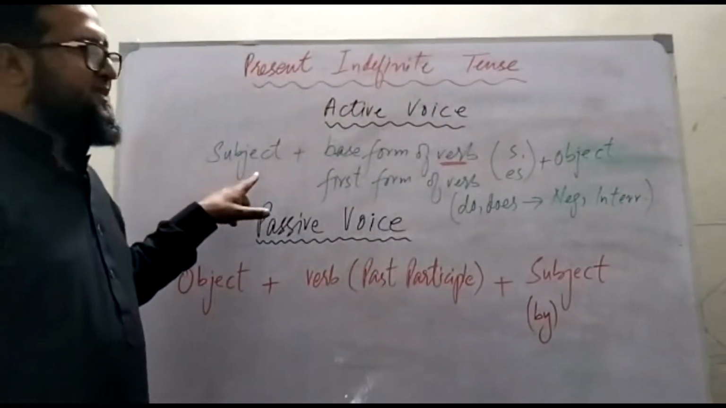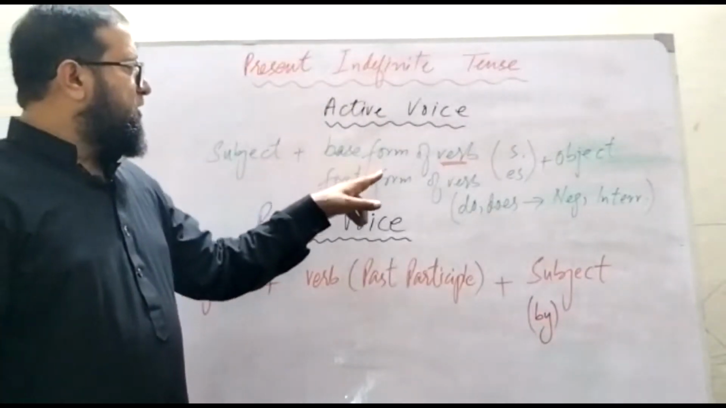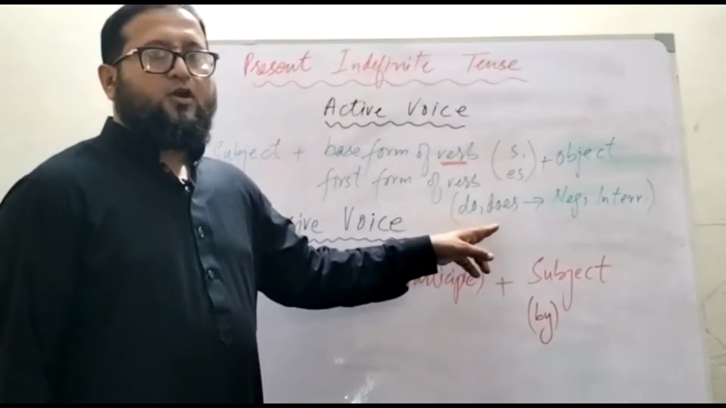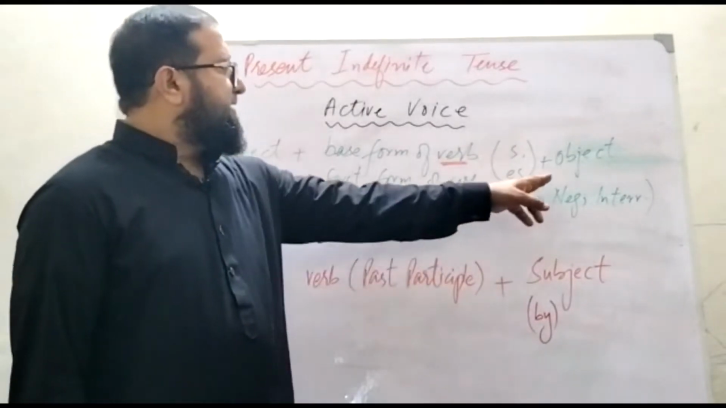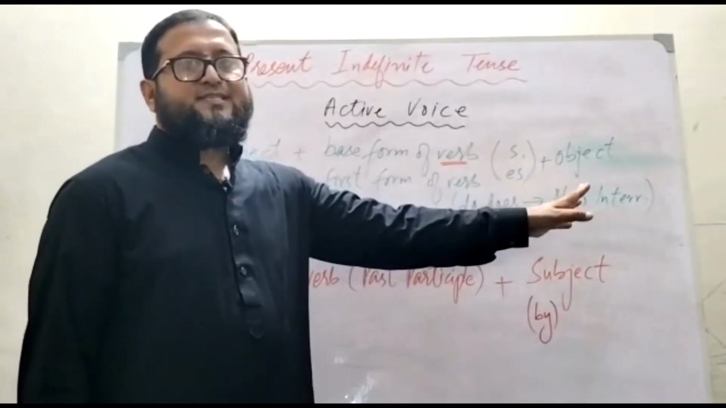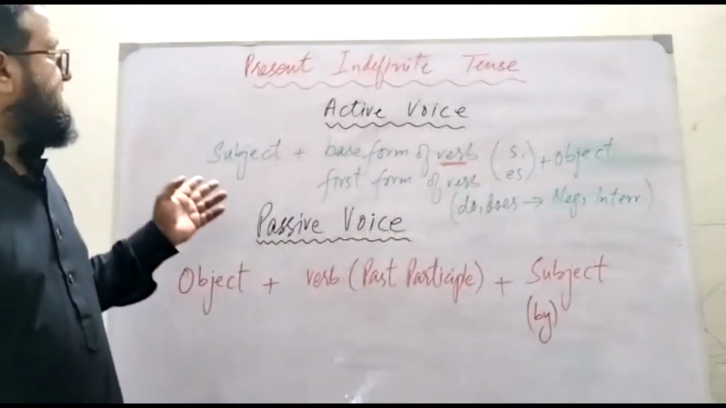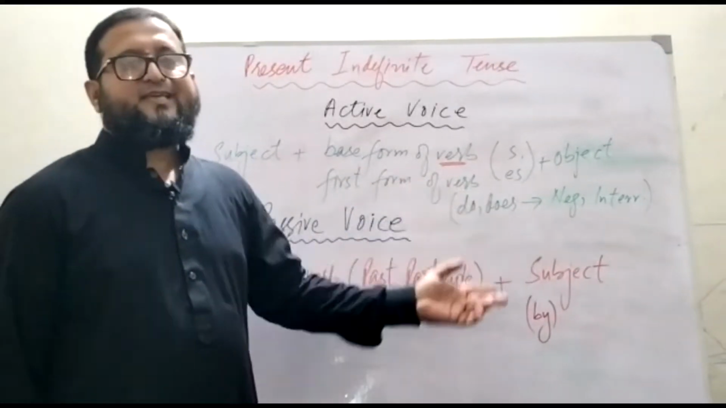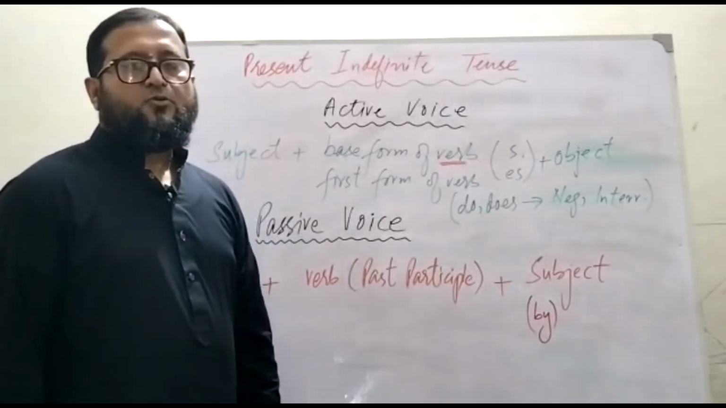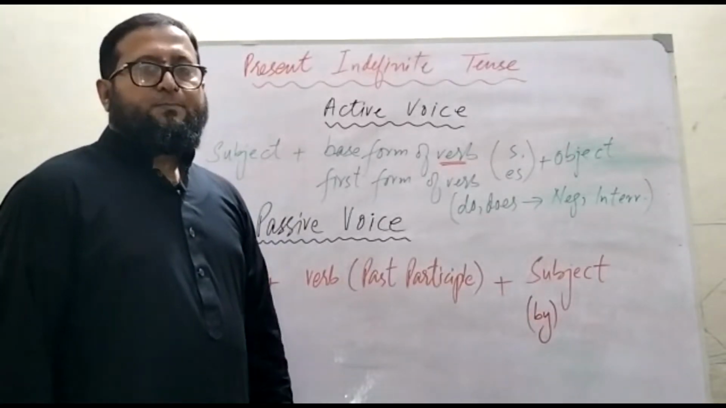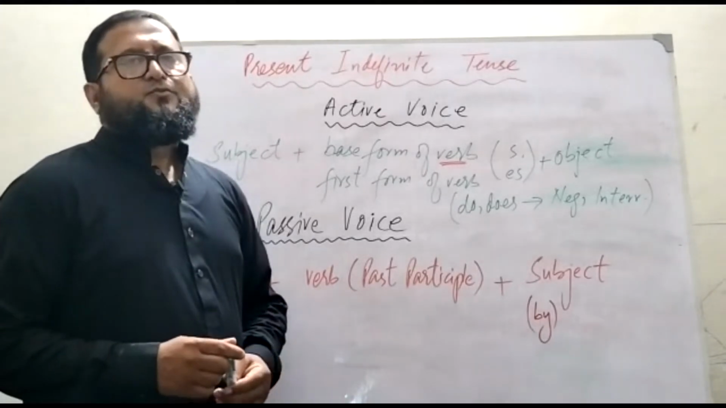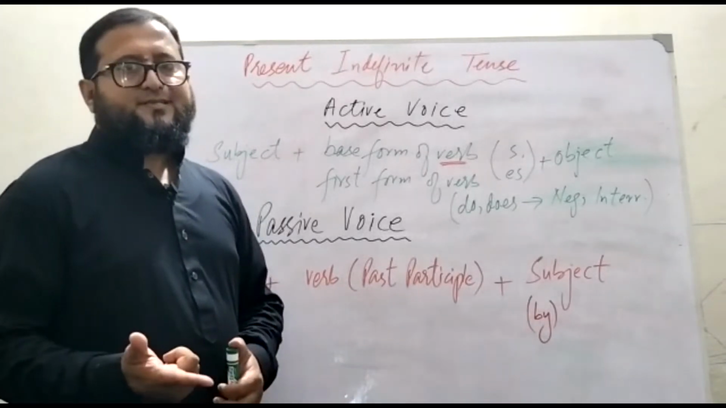First of all, you have to write the subject and then the base form, the first form of the verb, and sometimes you use do or does. And then comes the object. So this is the simple way of writing the active voice form of present indefinite tense. Just like he writes a letter, he goes to the mall, we play cricket. Like these simple sentences, subject is there, verb is there, and object is there.